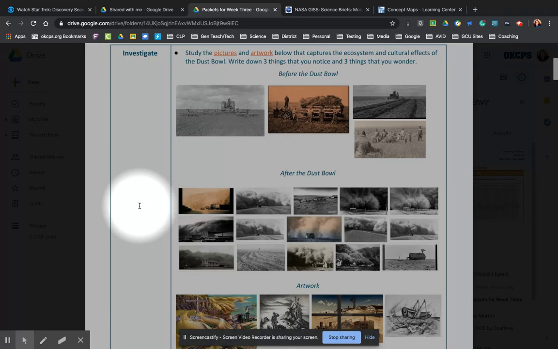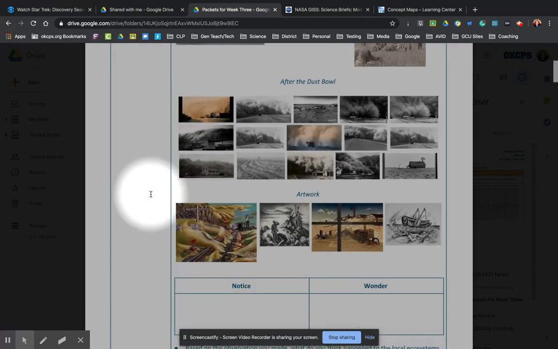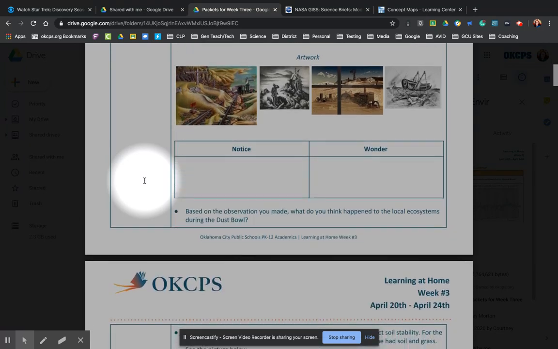Our second day, Investigate, we want you to look at the artwork depicting areas impacted most by the Dust Bowl. And we have a set from before the Dust Bowl here, and a set of photographs and artwork that depict times or scenes after the Dust Bowl. Fill in your notice and wonder box concerning that artwork, and then answer the question. Based on the observation you made, what do you think happened to the local ecosystems during the Dust Bowl?